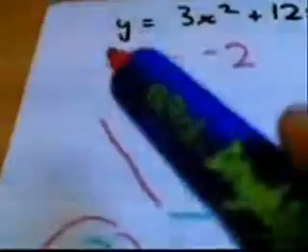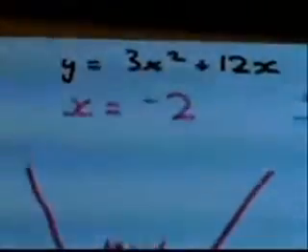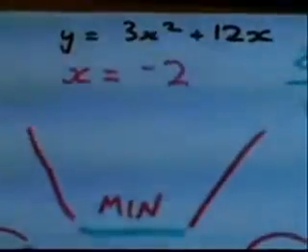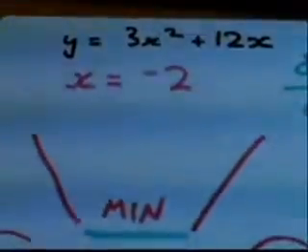And as you can see from my picture, that's given me a minimum point on the curve. So I can say now that I know that the graph of y equals 3x squared plus 12x has a minimum point at x equals negative 2.